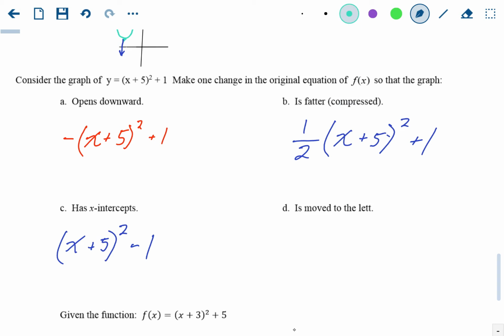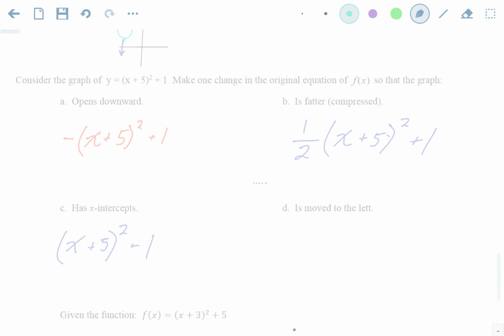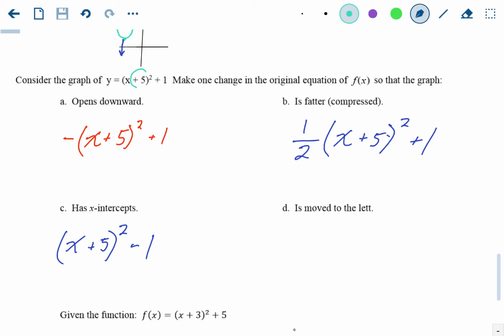The last one moves to the left. Now, remember, if you're moving to the left in these problems, you're adding to the inside of the function. It is currently +5. So if we're adding a number to that +5, we're going to have a bigger number. So any problem that has a number bigger than 5 inside is going to be left of that original function. Okay. So you can do any number bigger than 5.